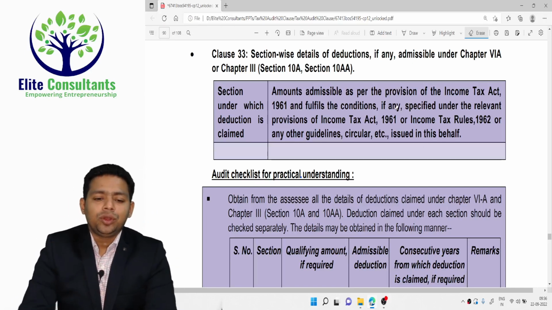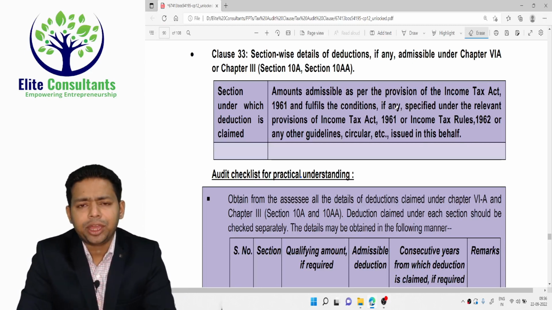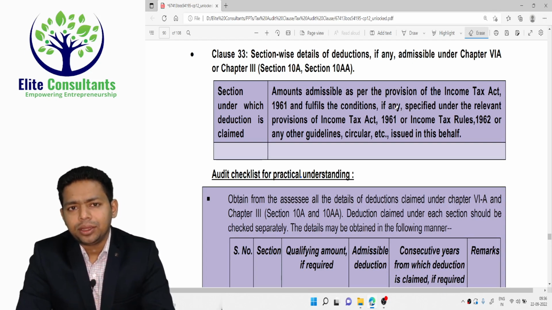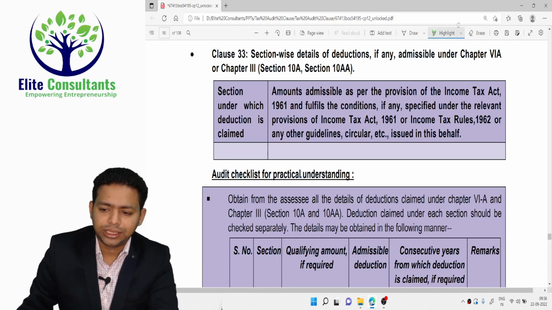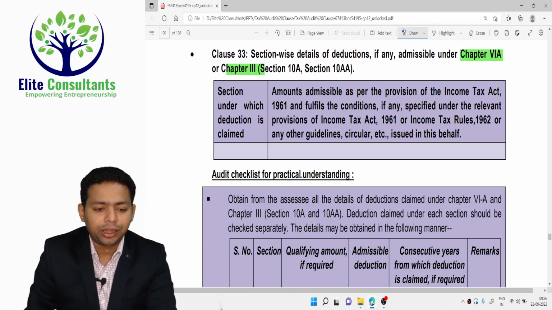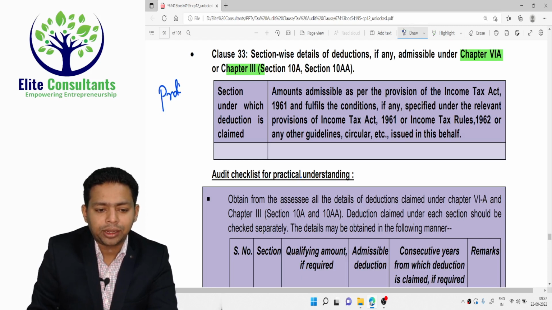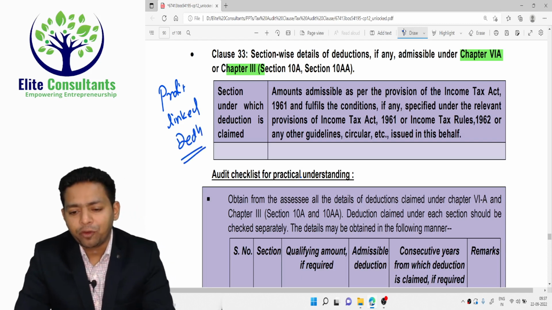Namaskaram. So the next clause is clause number 33. Here we are going to disclose the deductions claimed by the assessee under chapter 6A or chapter 3. Specifically, when these deductions are in terms of profit linked deduction, your job will increase. Profit linked deduction. Now, what do you mean by profit linked deduction?